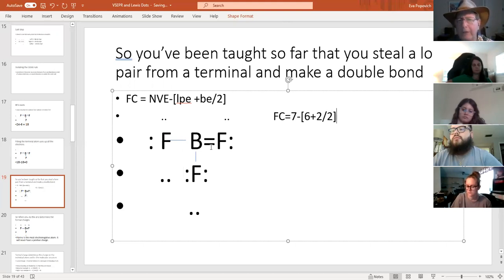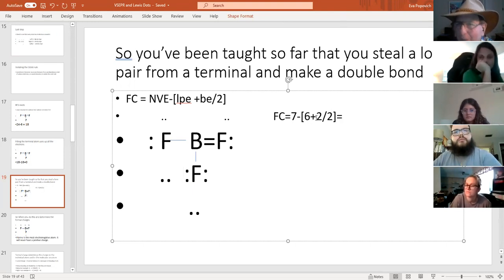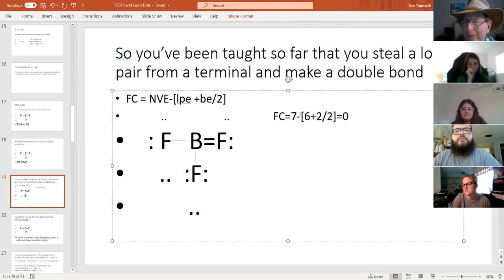So what is the formal charge on this fluorine? What's the normal charge on it? Look at the math. 7 minus 6 plus 1. What's the formal charge? 0. Thank you. Is there anybody that's not saying that? 6 plus 2 over 2 is 7. 7 minus 7 is 0, right?